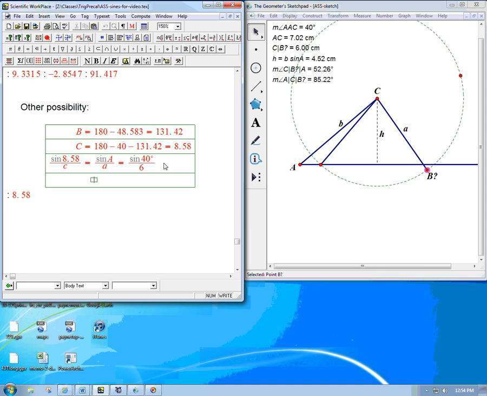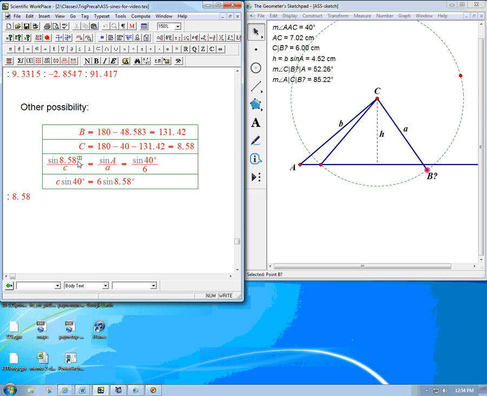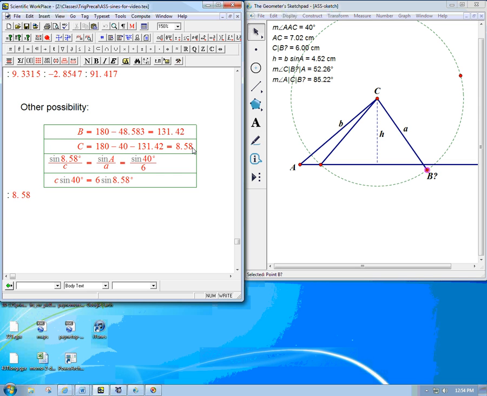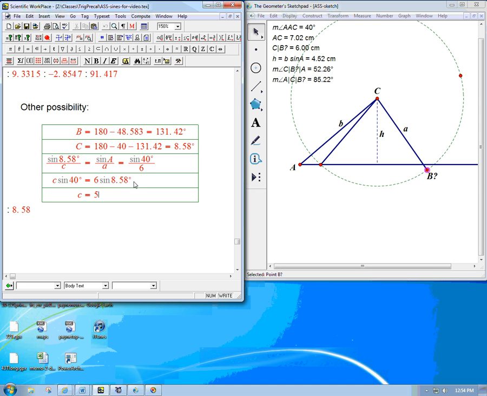Okay, and so C sine 40 degrees is now 6 sine 8.58 degrees. Oh, yep, this is a degrees. These are all in degrees. Bad habit if you get out of doing the degree sign. And we're almost done. We're in the home stretch, don't worry. I know it's getting long.